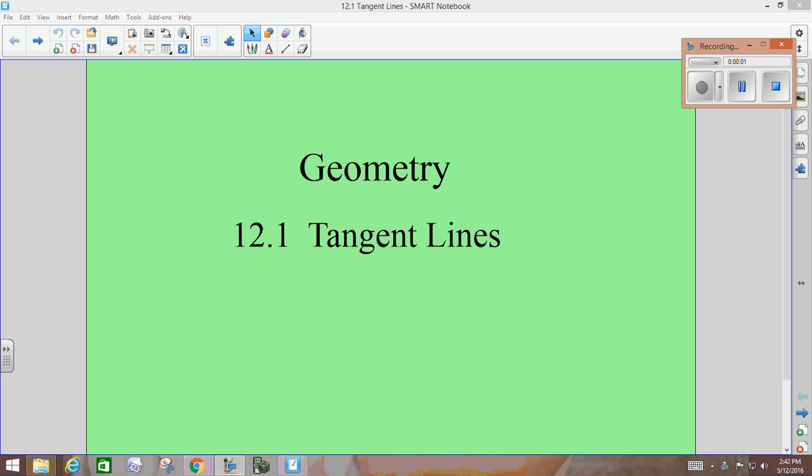We're only going to do 4 sections over circles, and then we have a big worksheet over this on Wednesday next week. Okay, so today, tangent lines.